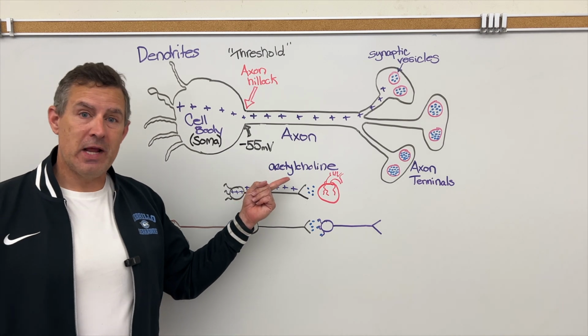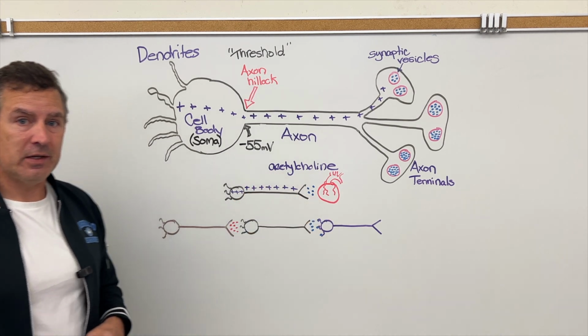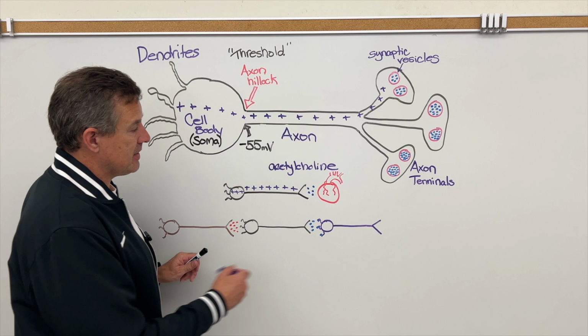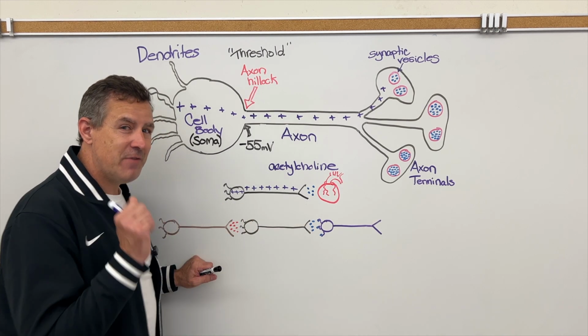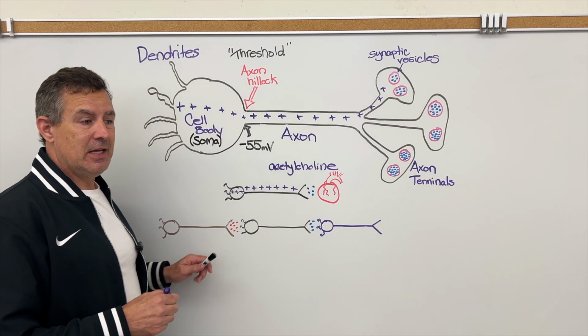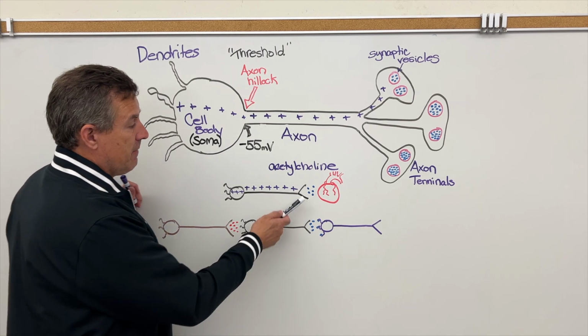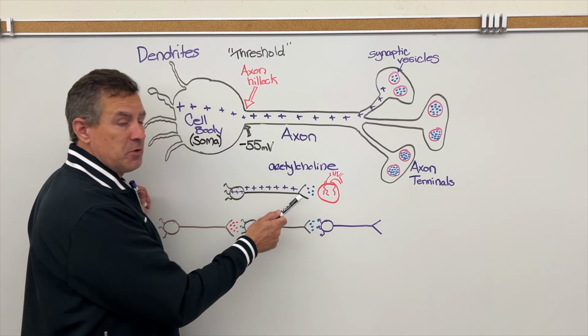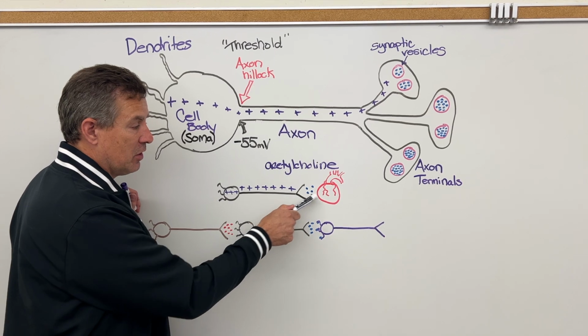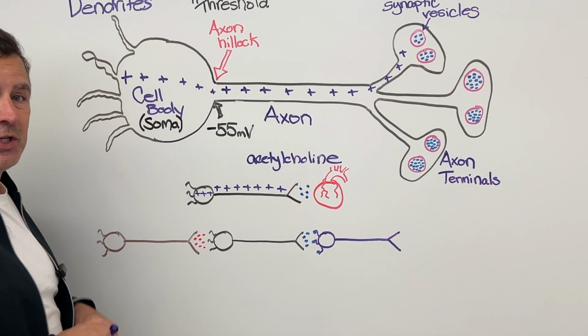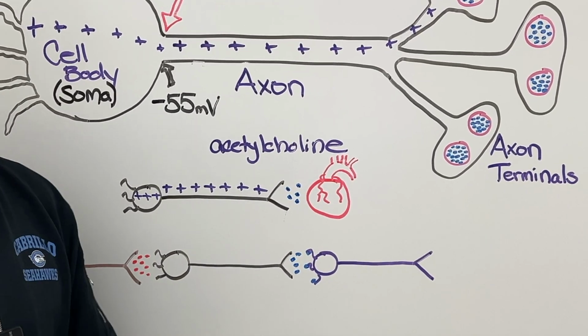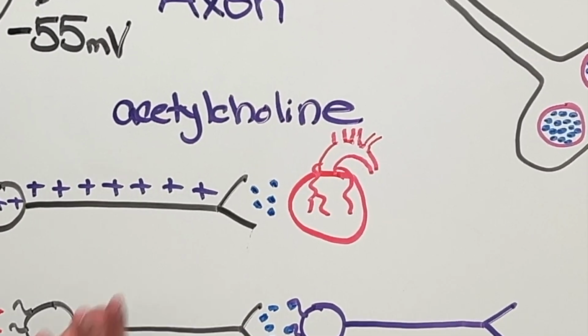Now, if this were norepinephrine, it would actually speed up the heart rate. But my main point here is that there's a very, very small distance in the realm of nanometers that the neurotransmitter travels from the axon terminal to the heart cells, either to speed it up or slow it down. And this is not limited to heart cells.